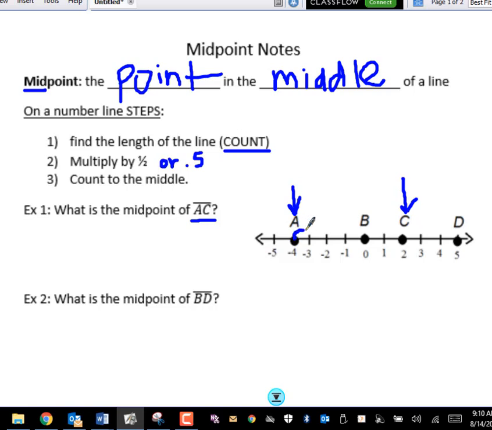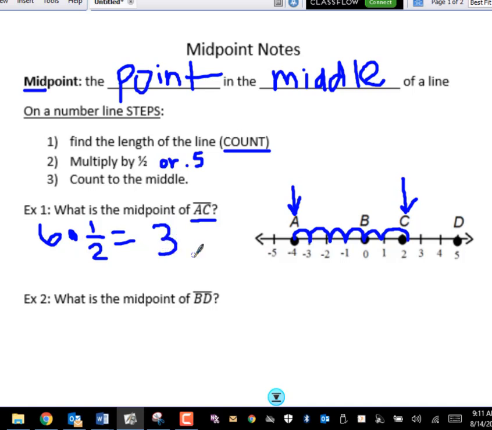Here we go. 1, 2, 3, 4, 5, 6. So that is 6 spaces between A and C. Okay, so that's my total length of the line. To find how far it is to get to the middle, we're going to multiply by a half, times a half, or times 0.5, whichever is easier for you. So 6 times a half, you would either do that in your head or you can type it in the calculator. 6 times a half is 3.